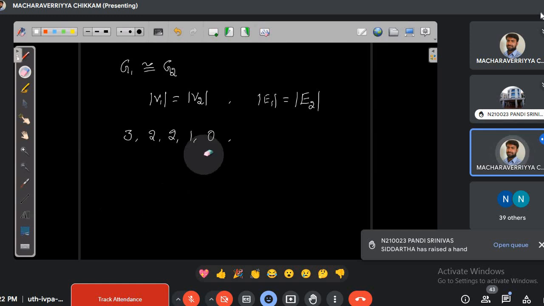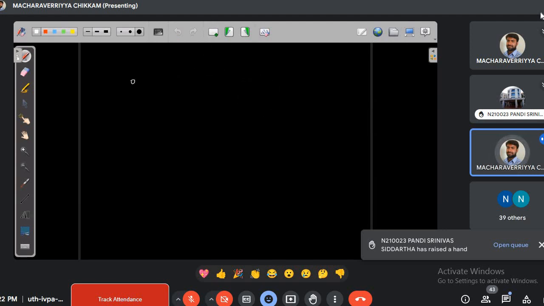So you can compare the degree sequences of two graphs, and if they differ, then you say that both are not isomorphic. Okay, let us look at an example here. So this is G1. I'm taking this one as G1.